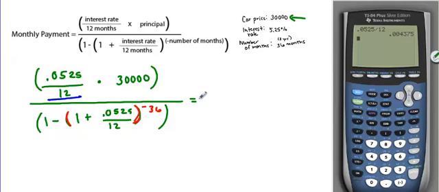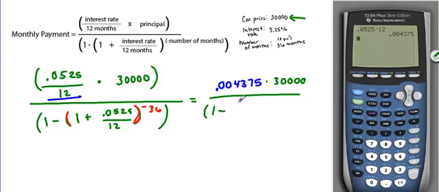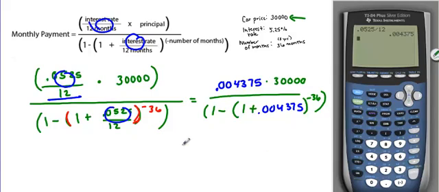So let's simplify this. So the part that I did is this, decimal 0.004375. And I haven't done anything with the 30,000 yet, so times 30,000. All over 1 minus 1 plus, and this part right here is the same. So notice interest rate divided by 12, interest rate divided by 12. These two values are the same. So this one and this one are going to be the 0.004375. Close those parentheses, raise it to the negative 36, and then close those parentheses. Okay. So now we're just going to keep simplifying this until we figure out what our monthly payment is.